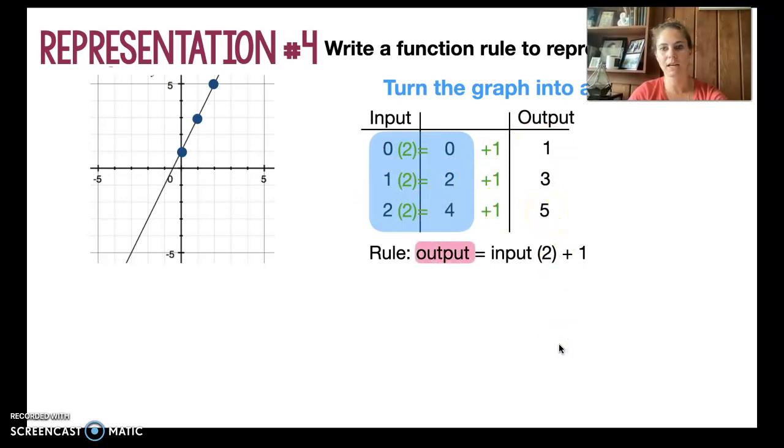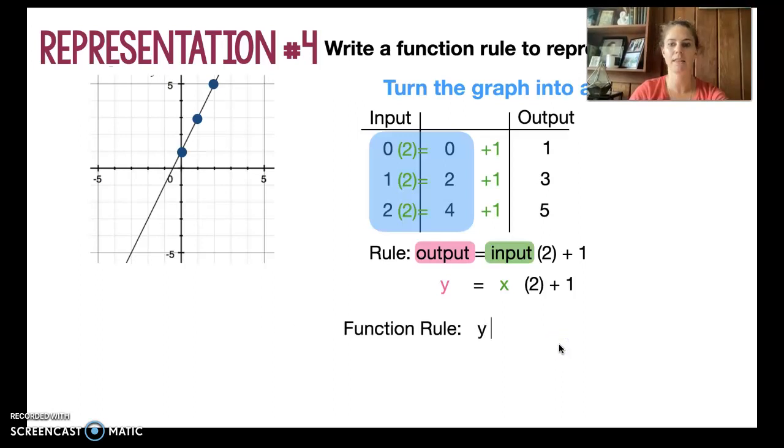So our rule, if we turn that into our variables, our output of y is equal to our input of x times 2 + 1. We write it in the right order, and there is the function rule that represents the graph.